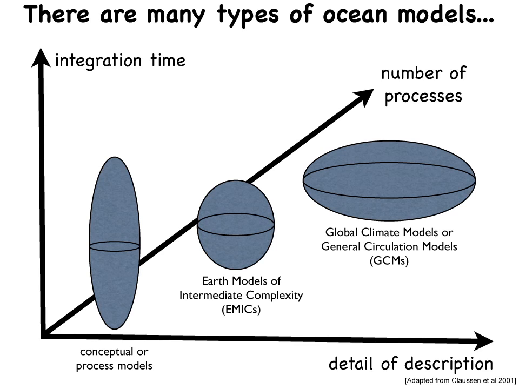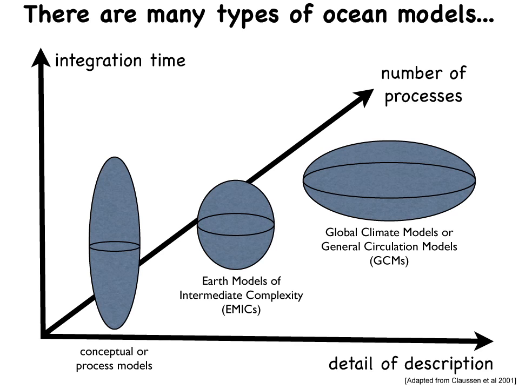All right, so just as Steve Sherwitz told you, there are lots of different types of atmospheric models. There are, of course, lots of different types of ocean models, too. This is where I like to hang out in parameter space, which is what we call conceptual or process models. And these are models that are very limited in the number of processes that they're considering and very limited in the detail of what they're trying to describe.